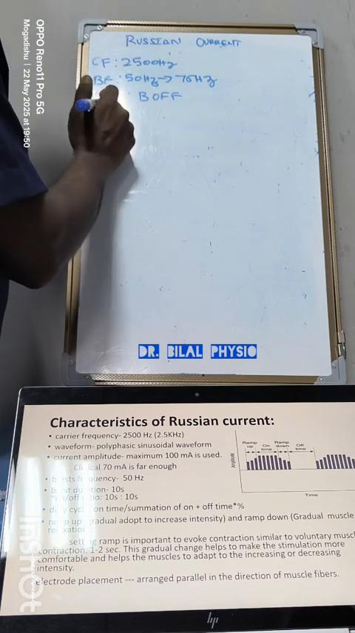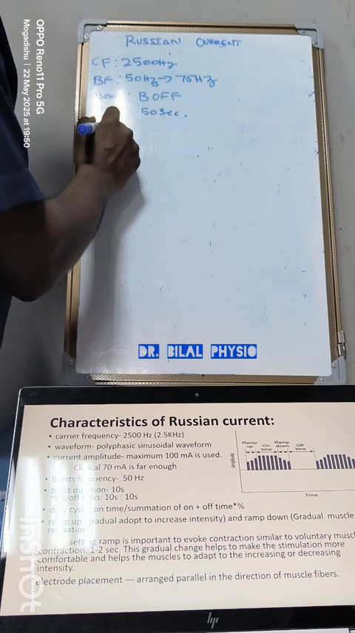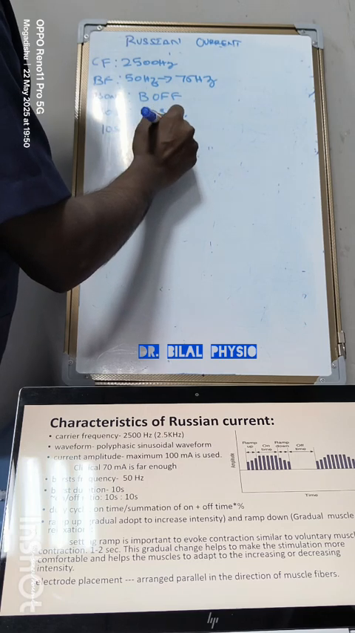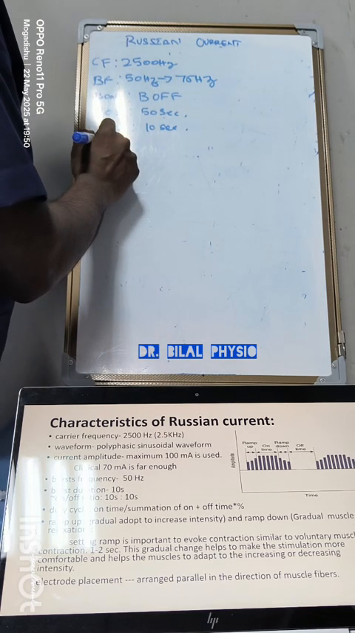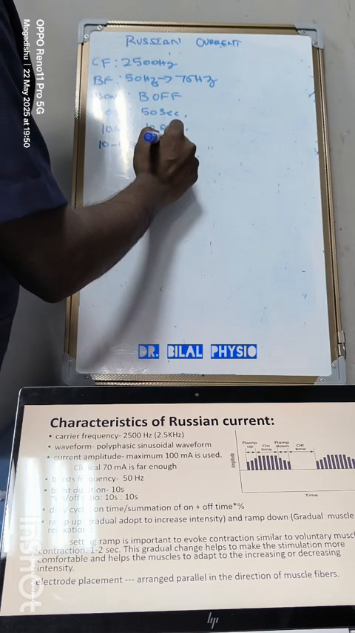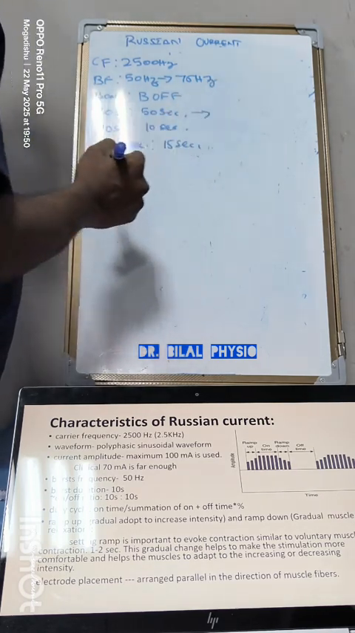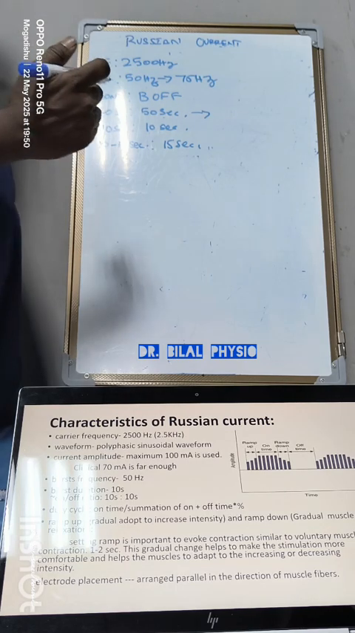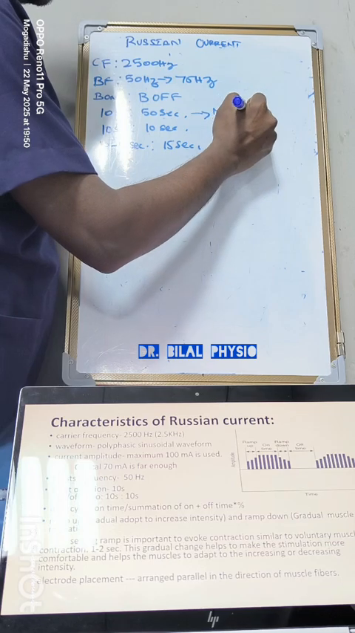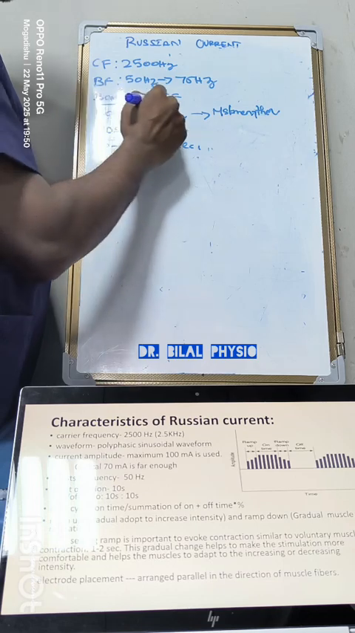It starts from 10-second on to 50-second off, or 10-second on to 10-second off, or 10 to 12-second on to 15-second off, mostly for muscle re-education or muscle strengthening. This burst on and burst off time will be comfortable.